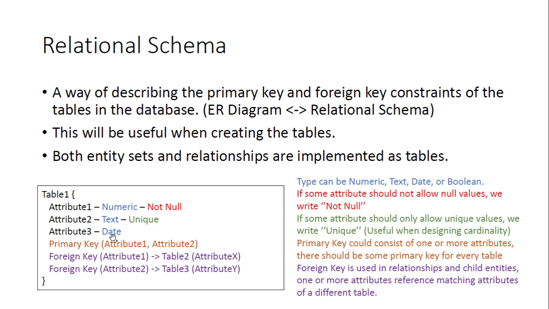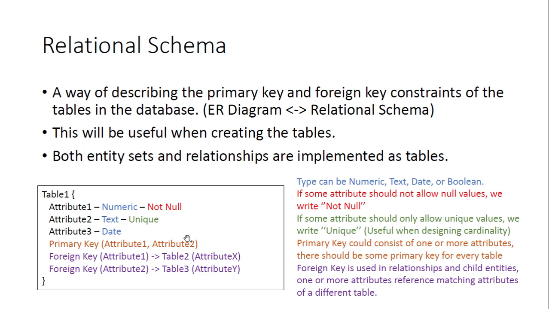Whether it's a numeric, text, date, or Boolean type, we can define this, and we decide according to the description of the database. For example, for names it can be text, but for an ID it could be numeric or text. We also have the not null keyword to say that without entering this attribute we cannot insert a new entry for this table. To insert any entry into this table, this column should be filled. That's how we define not null.